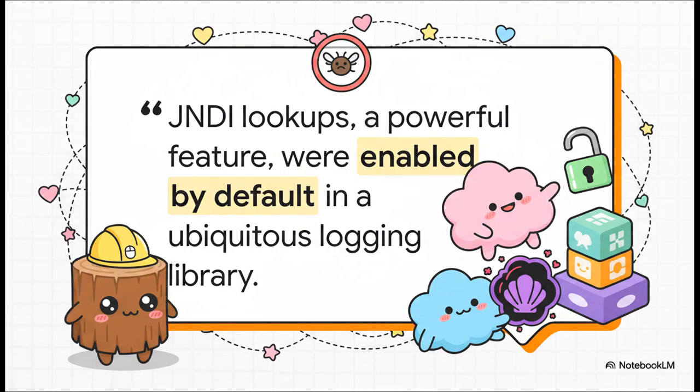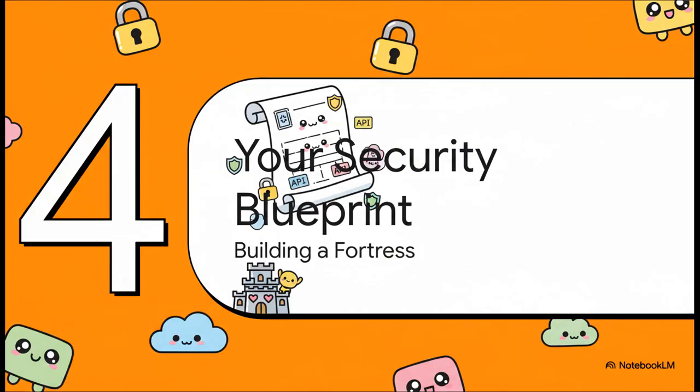And of course, we have to talk about Log4Shell. This was the ultimate example of a dangerous default setting. You had this powerful but kind of risky feature that was just turned on by default in a logging tool that was being used by literally millions of applications. The second it was discovered, it became one of the most severe vulnerabilities ever seen, all because of one insecure default configuration. Okay. Enough of the disasters.